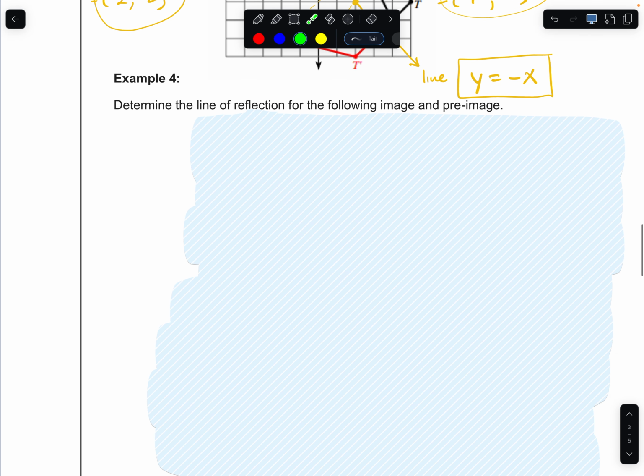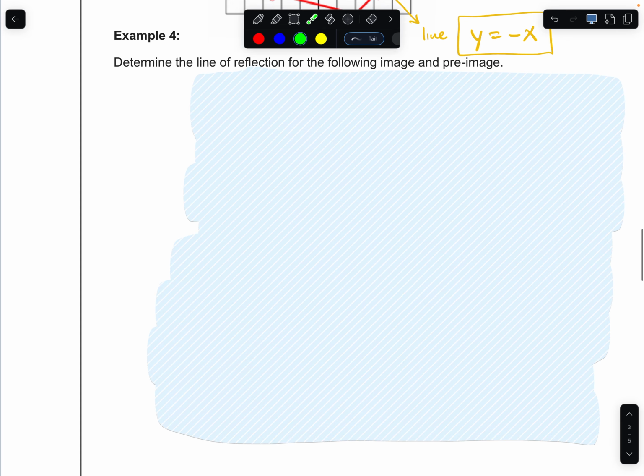All right. I want you to try that same process for example 4. Take your time, pause the video. Again, only use 2 pairs. If you want, I'll tell you. I used W and W prime, and then I and I prime. If you want, you can use S or P, does not matter. Pause the video, come back and check your work for example 4.